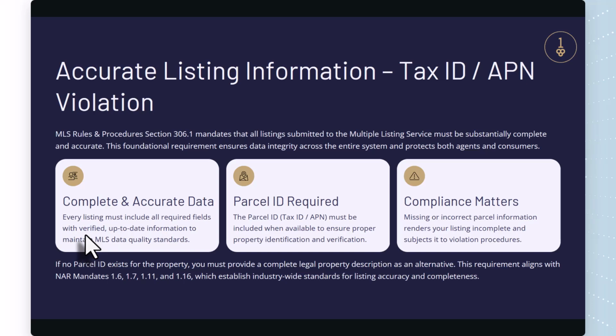The tax ID APN is a piece of this. This is really a foundational rule because it protects the data integrity across really the entire MLS system and ensures that all of the information that's entered in is complete and accurate. And it ensures agents and brokers and consumers are working with reliable, verifiable listing information. A core piece to this is the accuracy of the parcel ID, also known as the tax ID or APN. This must be included whenever it is available. Obviously, it may not always be available, but when it is, we should include that in a listing.